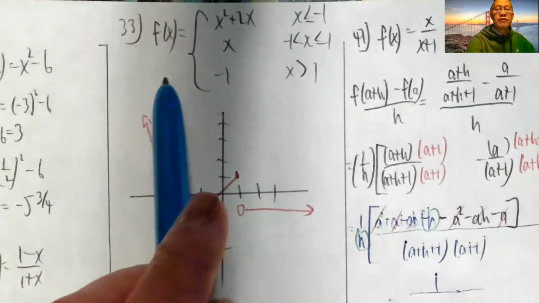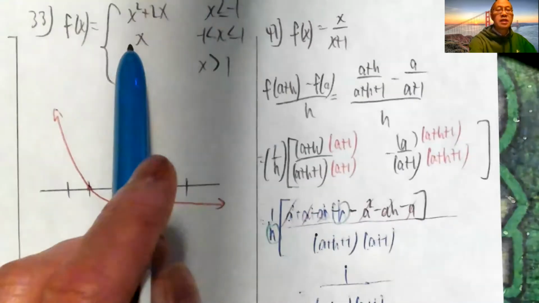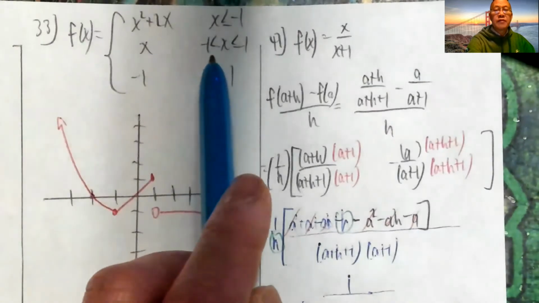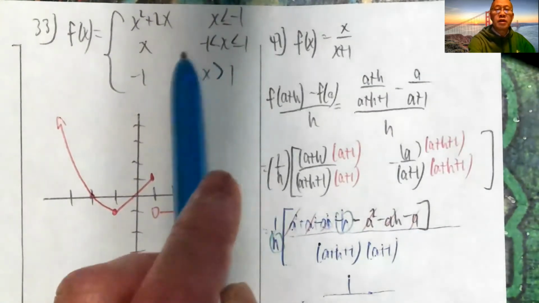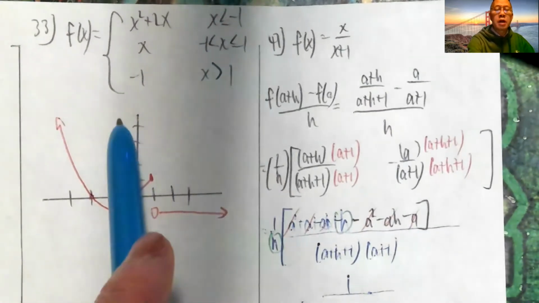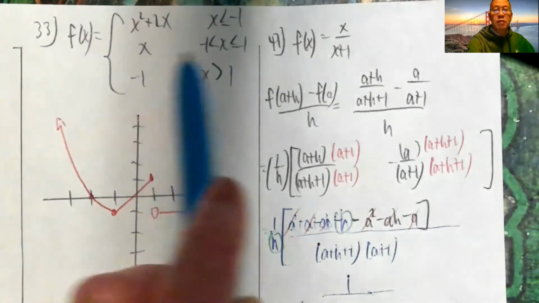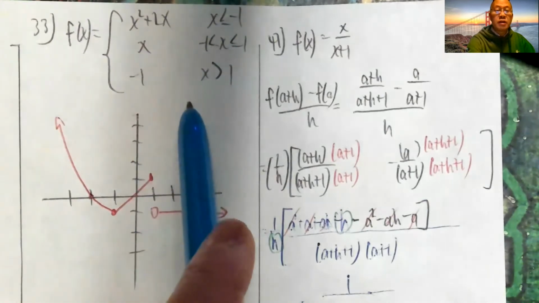33, the piecewise defined function. F of x is x squared plus 2x if x is less than or equal to -1, x if x is between -1 and 1, not counting -1 but including 1, and -1 if x is greater than 1. Okay, x squared plus 2x, I know that's parabolic. I plug in -1.